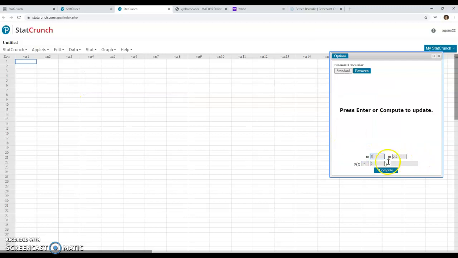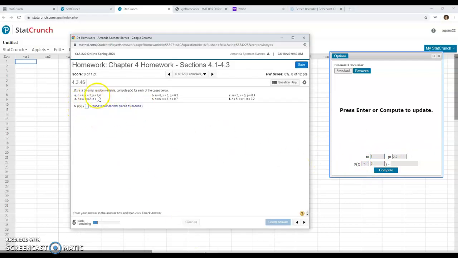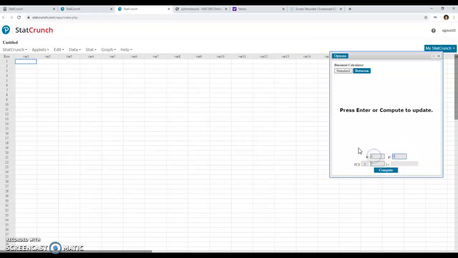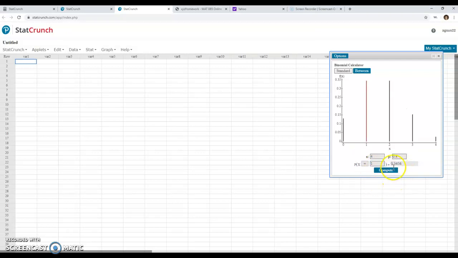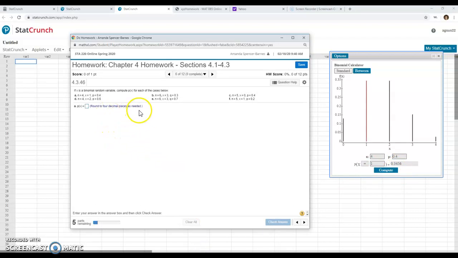So n equals 4, x equals 1, p is 0.4. So x equals 1 gives us a probability of 0.3456. We look and it says to round to 4 decimal places, and so this should be 0.3456. Okay, so you can do all of the pieces of this question in the binomial calculator.